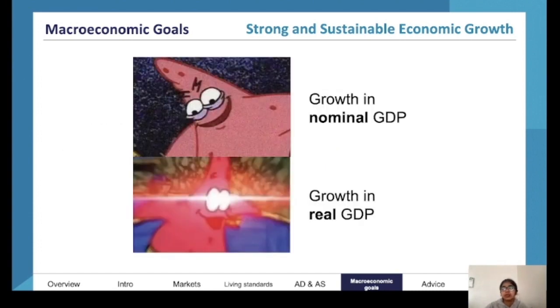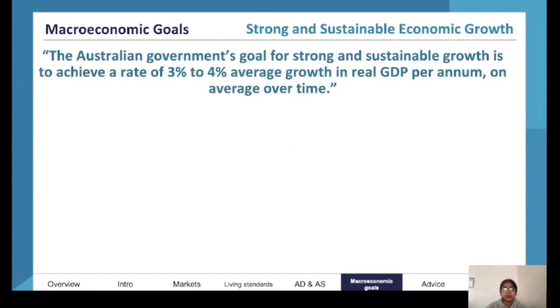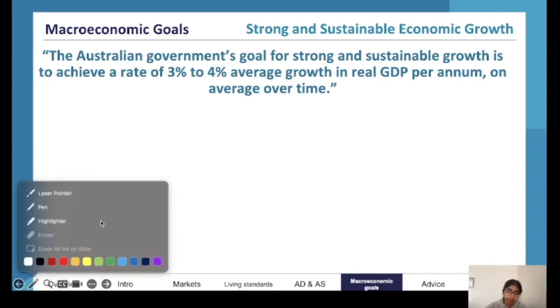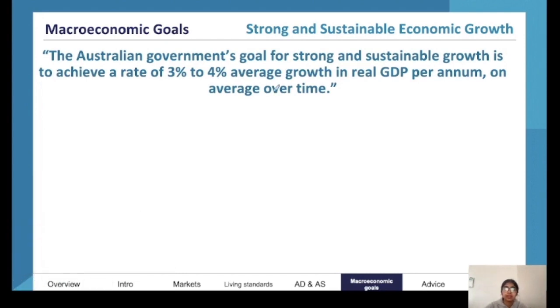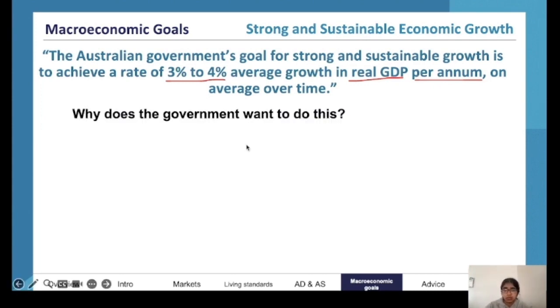So yeah, real GDP is the one that we really use. The government's goal for strong and sustainable growth is to try to achieve a rate of 3 to 4% average growth in real GDP per annum on average over time. Here I'm going to highlight the key things again: growth rate of 3 to 4% in real GDP per annum. And then on average over time. You don't really need that for real GDP, but I'd include on average as well, just to be safe, just to make sure I get all the marks.